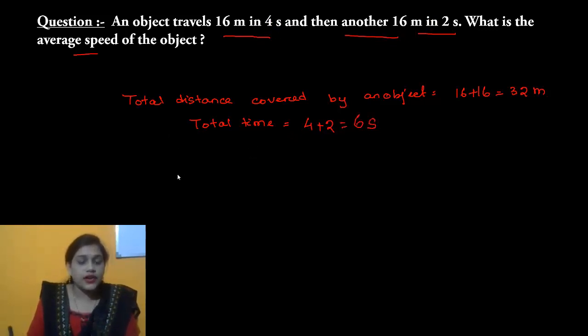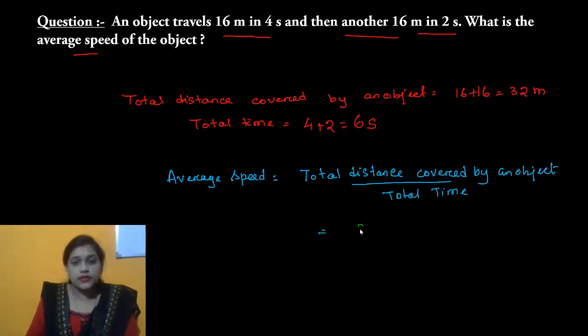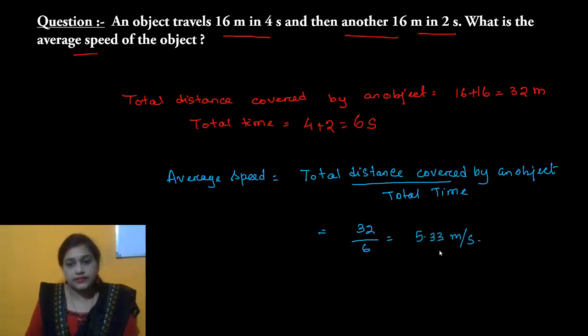Now you have to find the average speed. What is the formula for the average speed? As we have discussed in class, the average speed is the total distance covered by an object divided by the total time. So simply you have to divide 32 by 6. The answer will be 5.33 meters per second. So this is the answer.